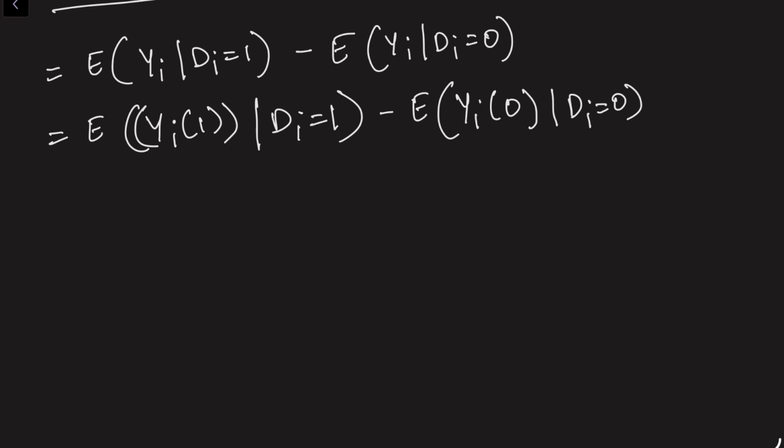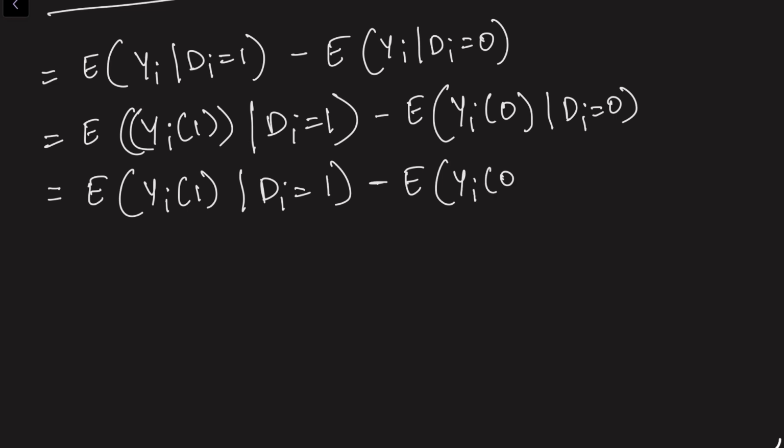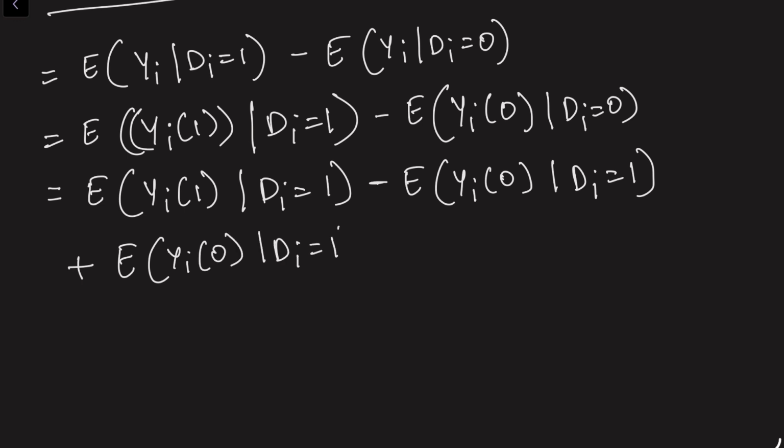Now what sort of manipulation may we do here? Here's a little neat trick. We are going to add and subtract an interesting term. Firstly, I am going to write the first term as is. Now I am going to subtract from it the expectation of the potential outcome of not being treated in the treatment group, and I'll add to it the same term. I'm just adding and subtracting, just algebra here. And now I'll write my second term again.